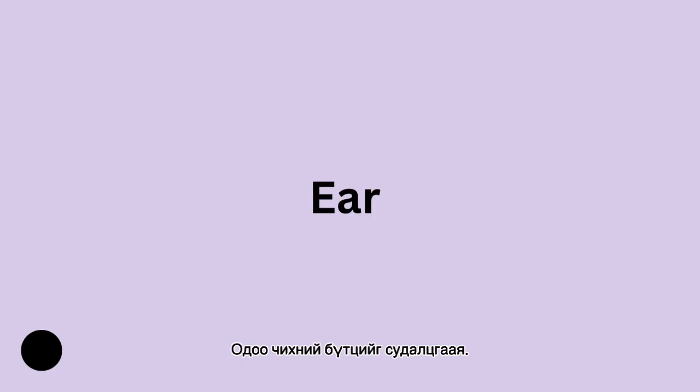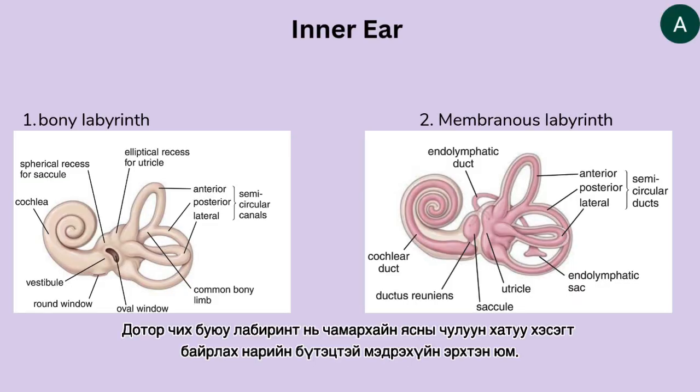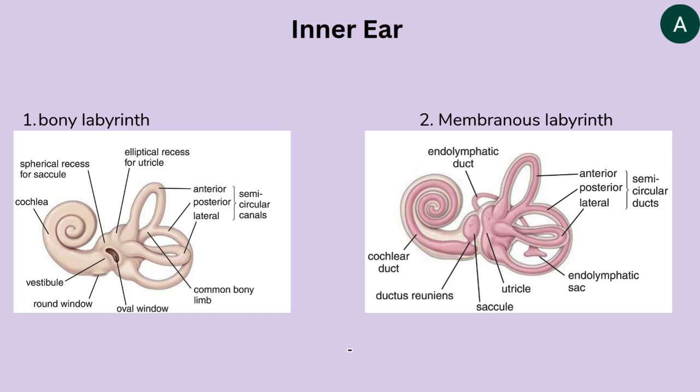Now let's move on to the ear. The inner ear, also known as the labyrinth, is a complex sensory organ located in the petrous part of the temporal bone. It plays a critical role in both hearing and balance.